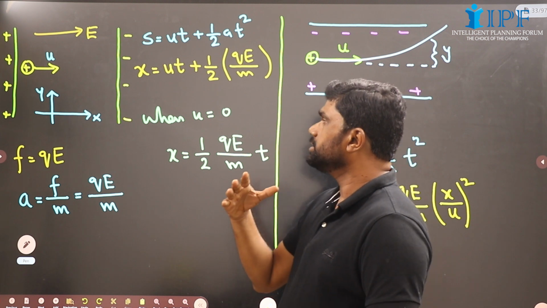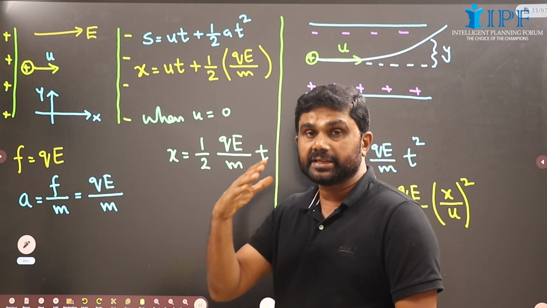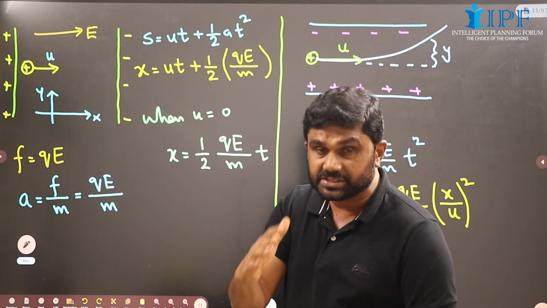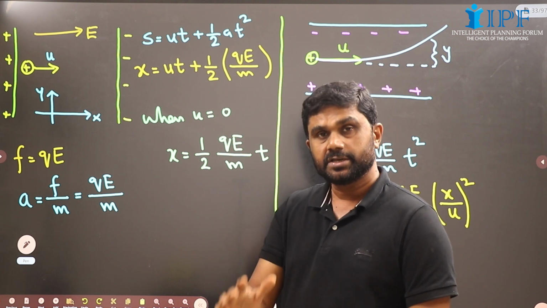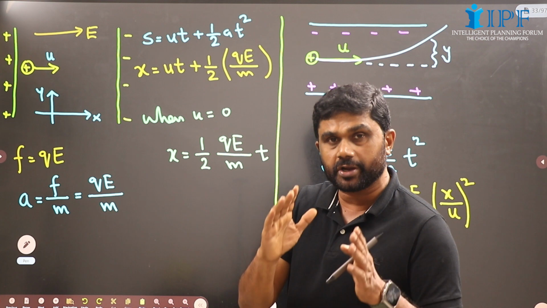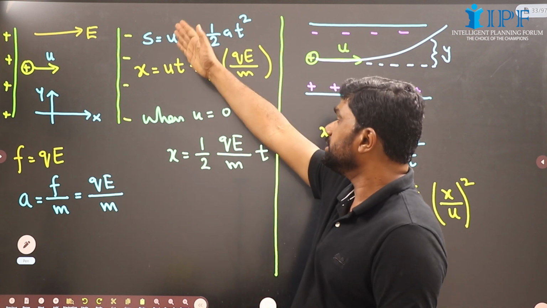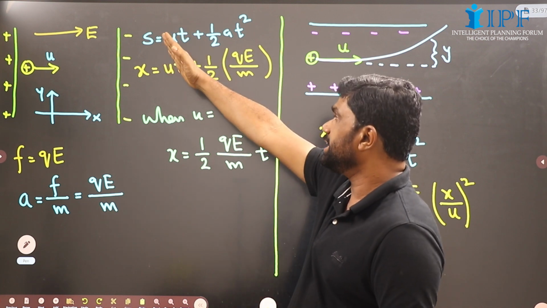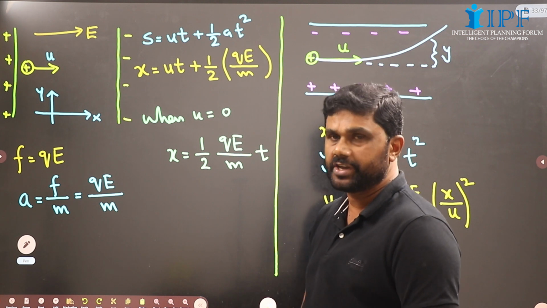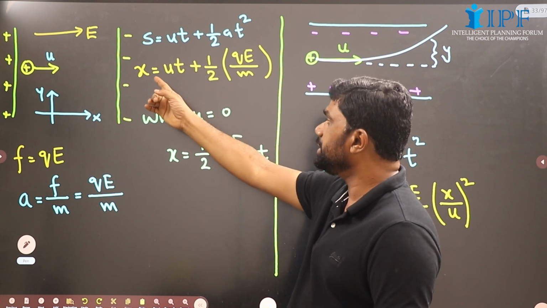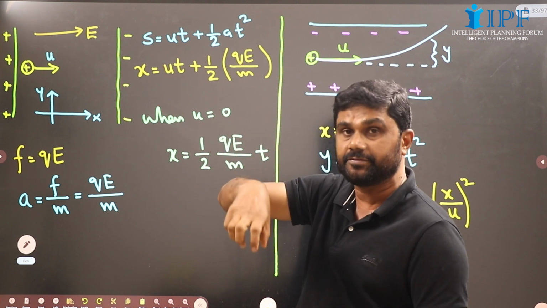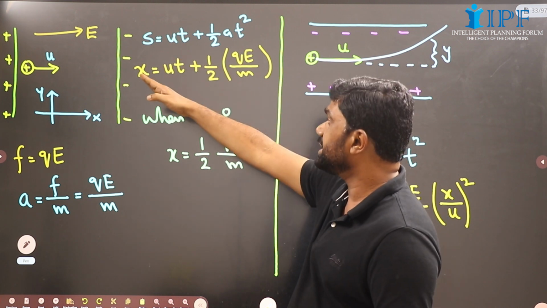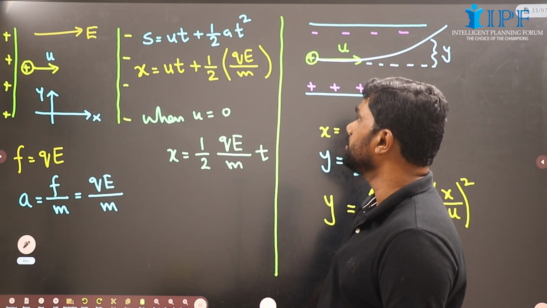Okay, now see, the initial velocity and the acceleration are along the same direction, and that is along the positive direction of x-axis. The intensity of electric field is also along the same direction. So the distance travelled, S equal to ut plus half a t square, we can use. As the displacement is along the x direction, let us represent the displacement by x itself. So see, x equals ut plus half.